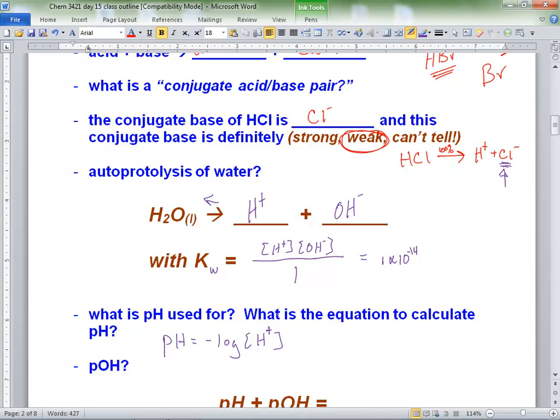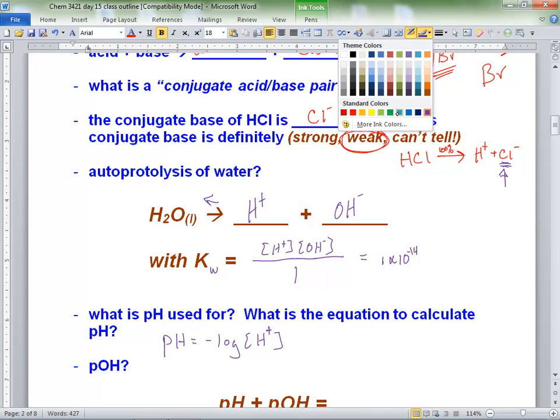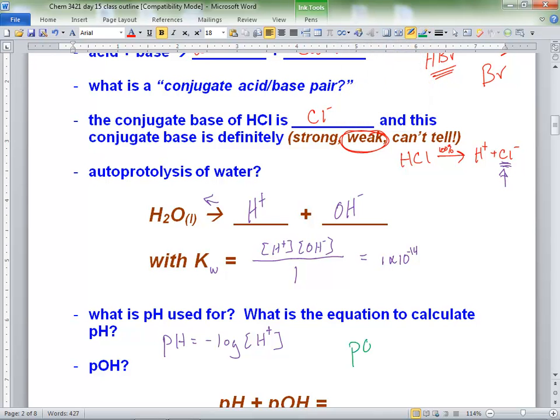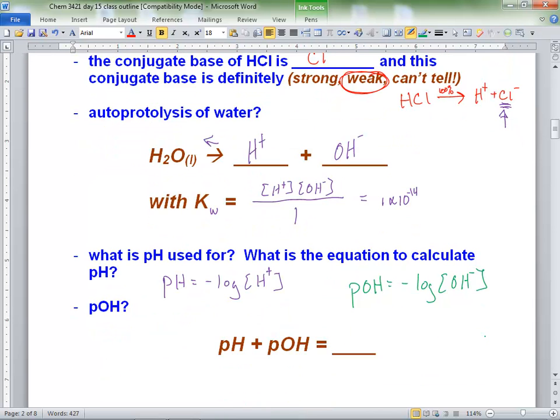Now, if this is what pH is, what would be the equation for pOH? Exactly. The negative log of OH. In fact, you can take the P of anything. You can take the pKW. That'd be the negative log of KW. They call it the P function. It just means take negative log. Okay.